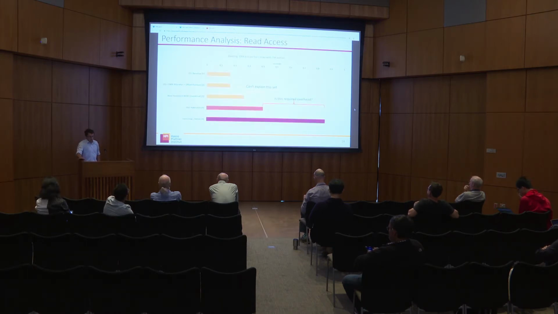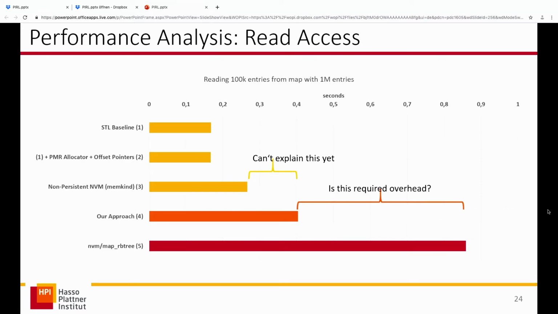Okay, read accesses are not as surprising. If we look at the first line, that's again the STL benchmark, the second line being the PMR allocator and the offset pointers, we don't really see any difference there. When we go to NVM using libmemkind, non-persistent NVM, then we see approximately 50% cost. If we use our approach, then we are for some reason slower than the non-persistent NVM version. I can't explain that because we use CLWB, so we don't trash our caches. I would expect it to be the same, but I haven't found out what the difference is there.